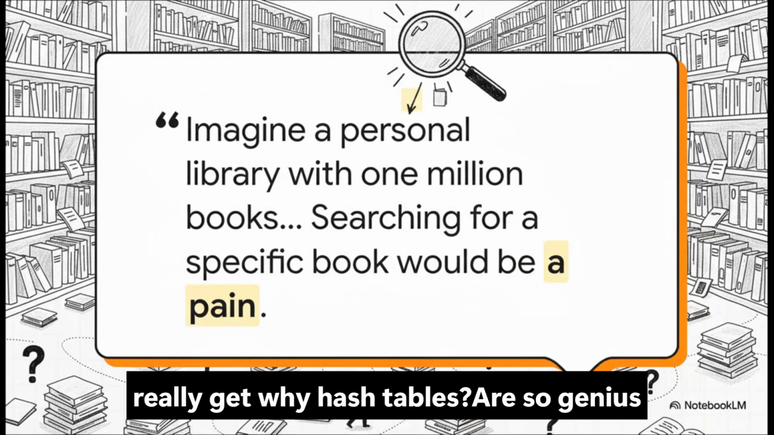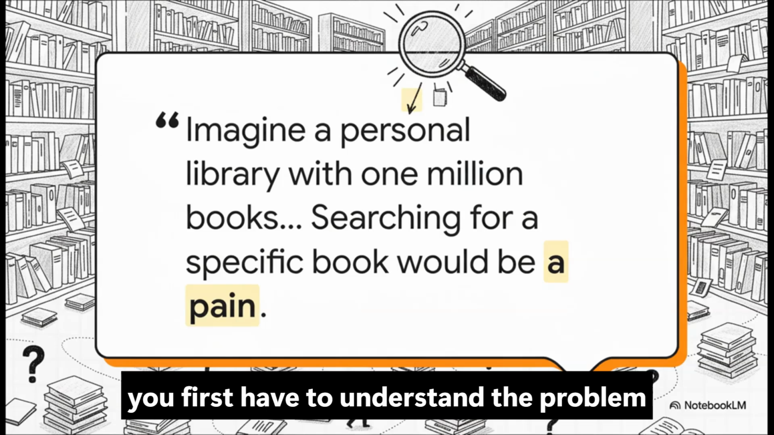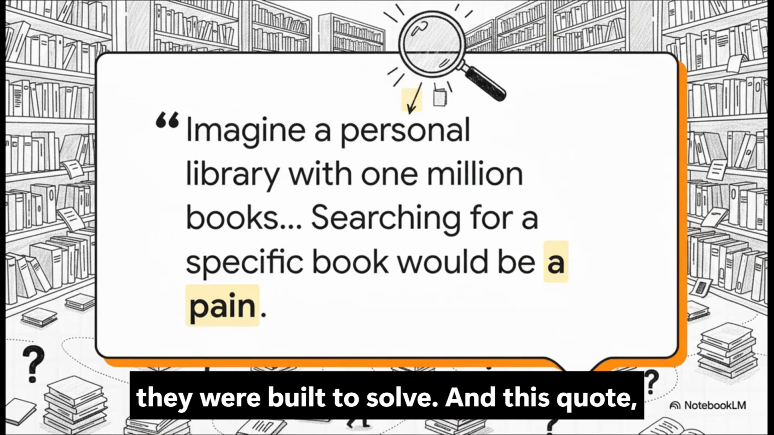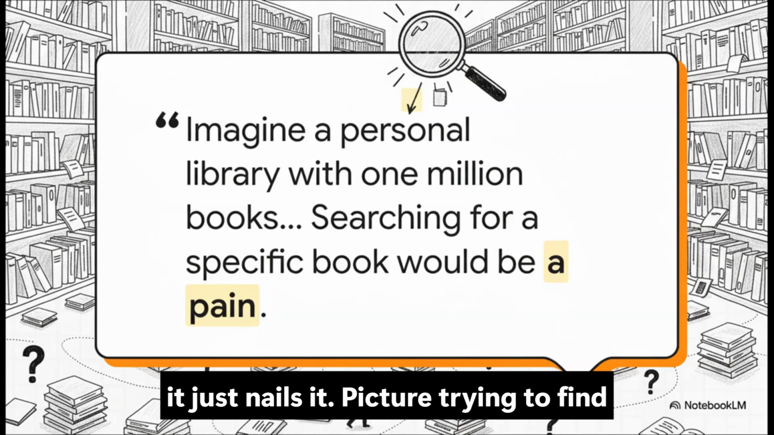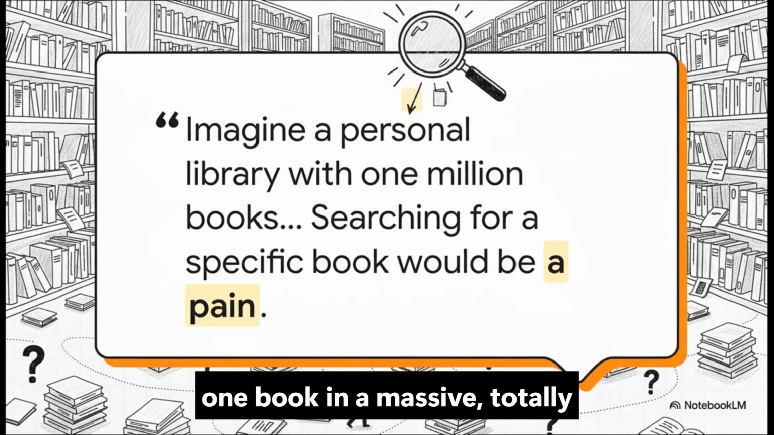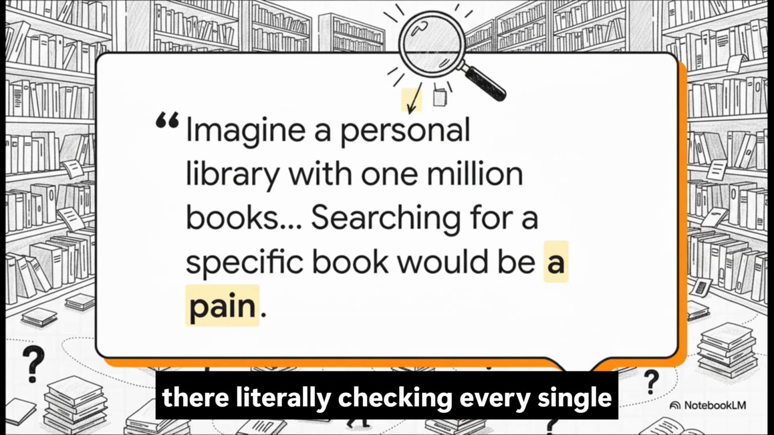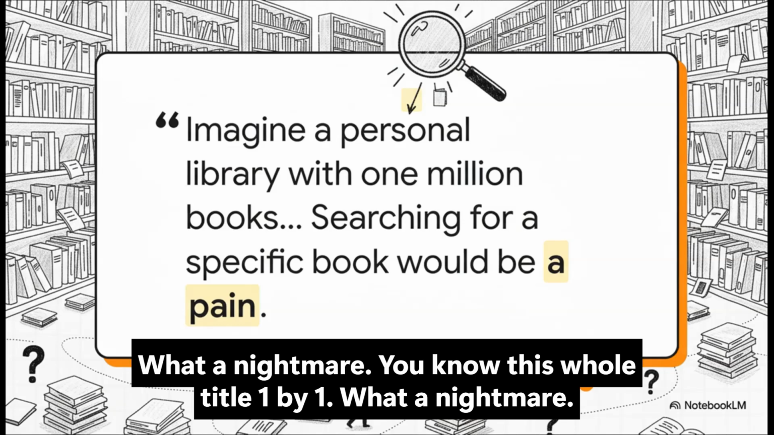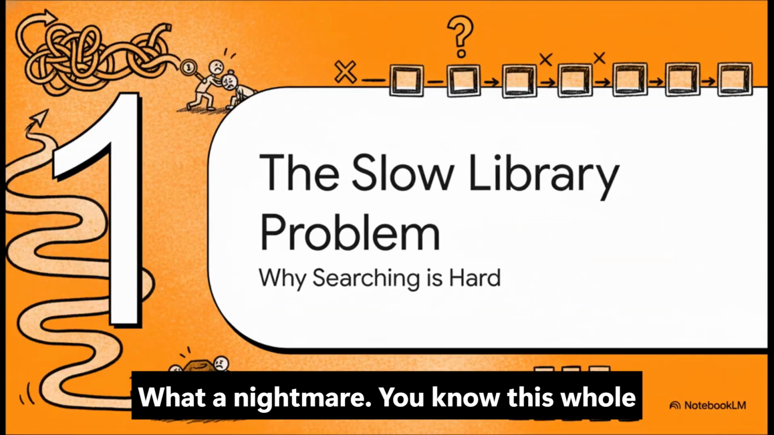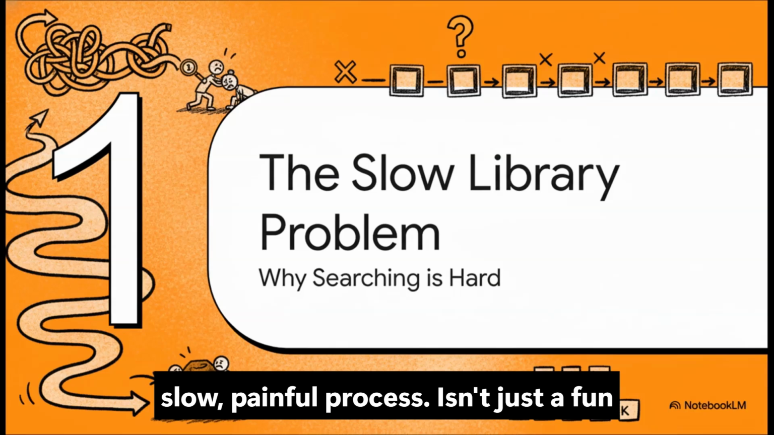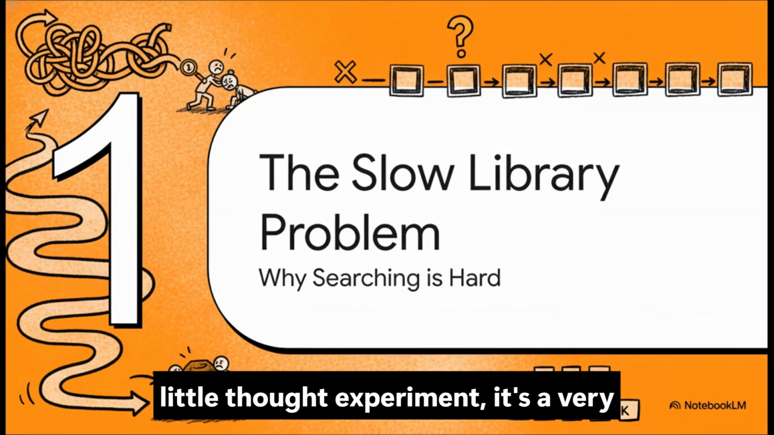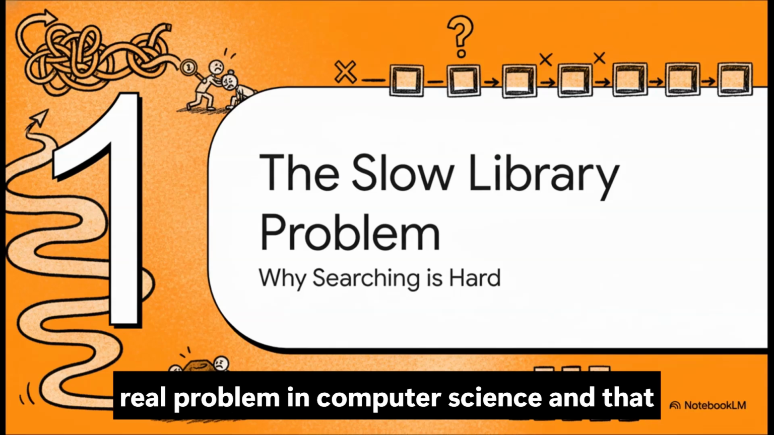To really get why hash tables are so genius, you first have to understand the problem they were built to solve. And this quote just nails it. Picture trying to find one book in a massive, totally disorganized library. You'd be stuck there, literally checking every single title, one by one. What a nightmare. You know, this whole slow, painful process isn't just a fun little thought experiment. It's a very real problem in computer science.